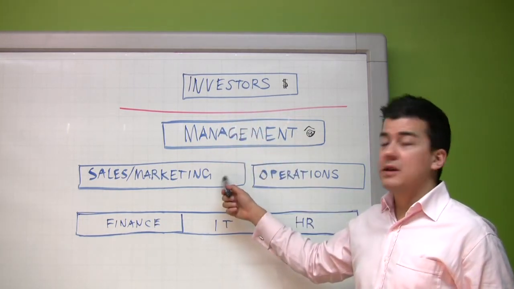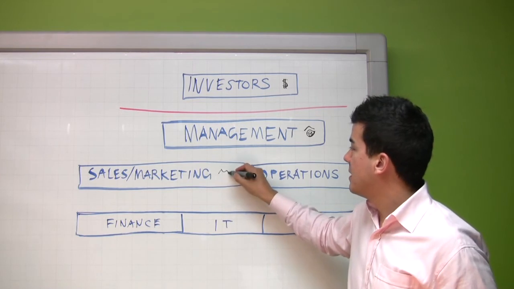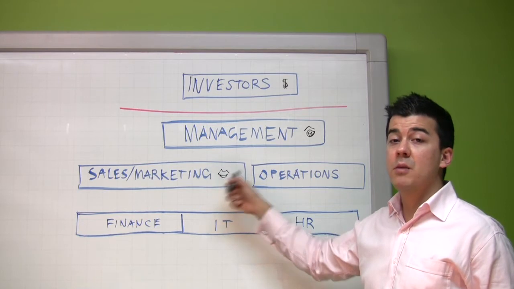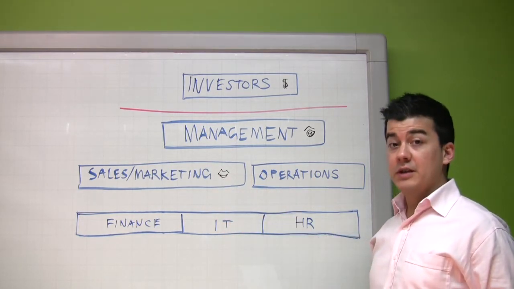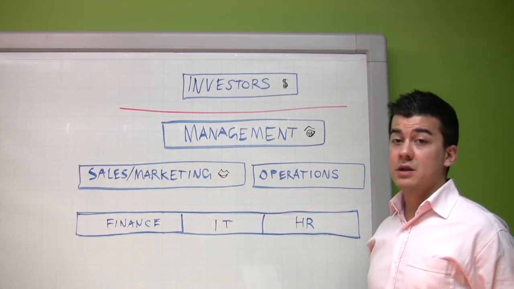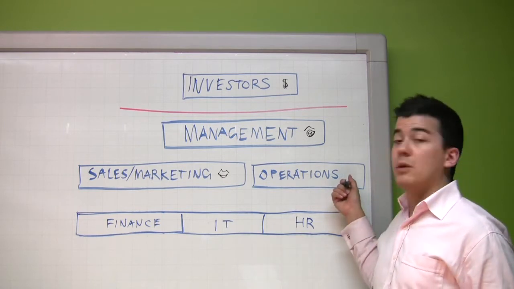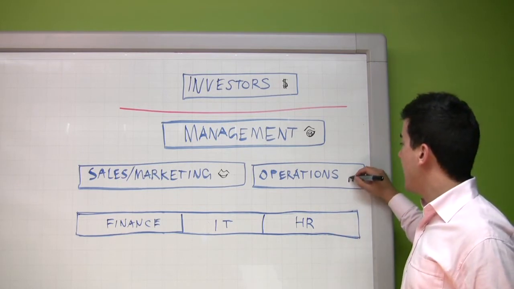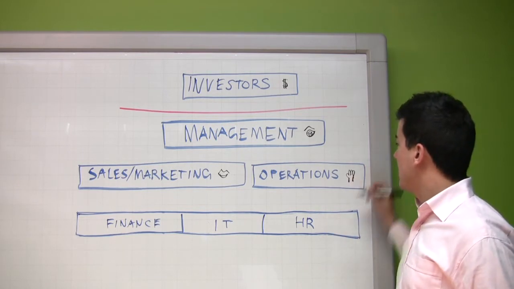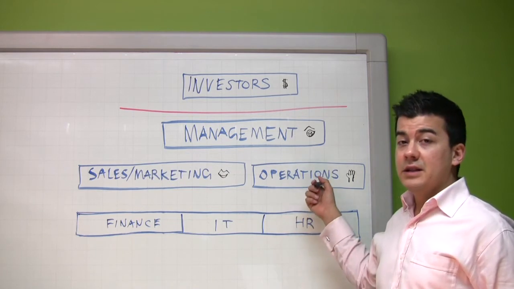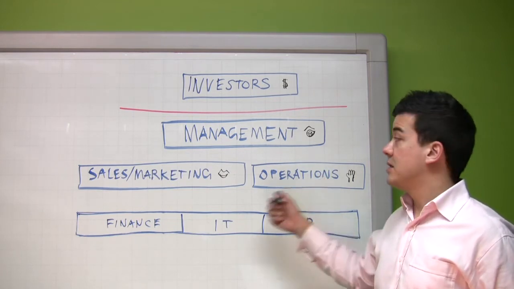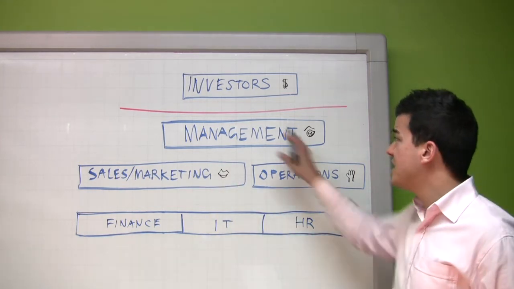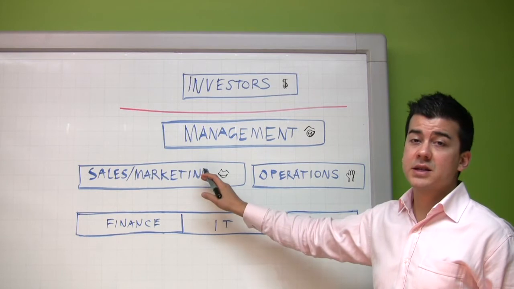Sales and marketing you can think of as the lips of the business, because they make the promise to the customer on behalf of the business to deliver a particular product or service. That's where operations come into the picture. Operations you can think of as the hands of the business. They deliver the service or products promised by sales and marketing to the customer. So these are the core divisions of any business.